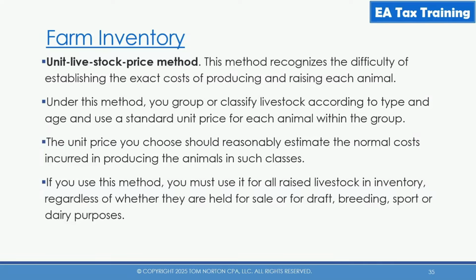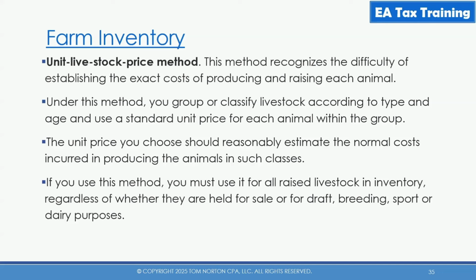One animal maybe needed more visits from the veterinarian than the other animal. So it can be very difficult to try to keep track of all of this. So what they're saying here is you can just group them together. So you can say, okay, we've got cattle, we've got horses, we've got chickens, we've got sheep, etc. You can come up with an average cost of producing and raising that animal. You may divide it into the young ones, into the adult ones, and you have these classifications.